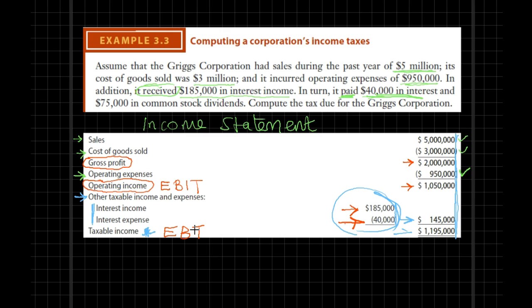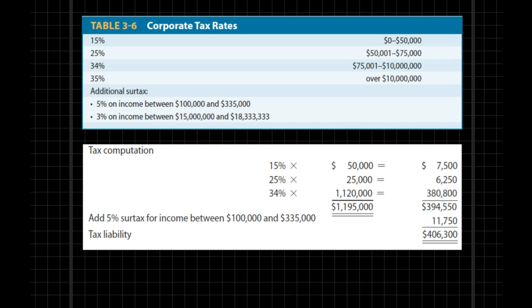Now that we have our taxable income, it's now step 2. In the second step, we need to figure out our tax liability, and that's what I do next. On the top portion here, now we have our corporate tax rates. This is the law. So these numbers will not change. The table 3-6 will be provided to you during different exams or quizzes and homework, and it's also available in your textbook.